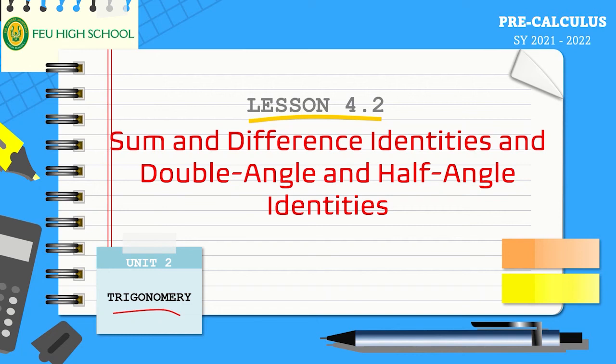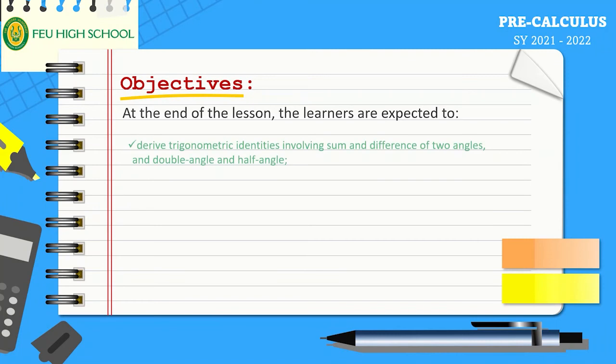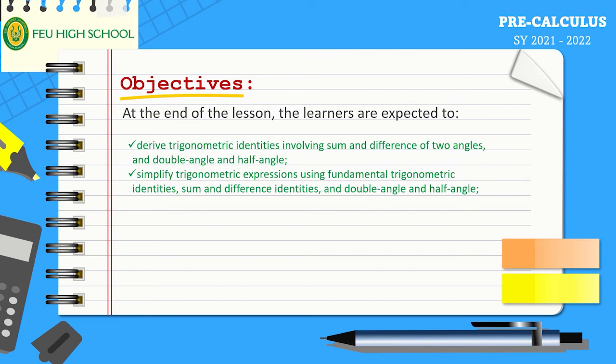Hello everyone. So we will now have our lesson 4.2 about sum and difference identities and double angle and half angle identities. So these are our objectives for today. You are expected to derive trigonometric identities involving sum and difference of two angles and double angle and half angle.